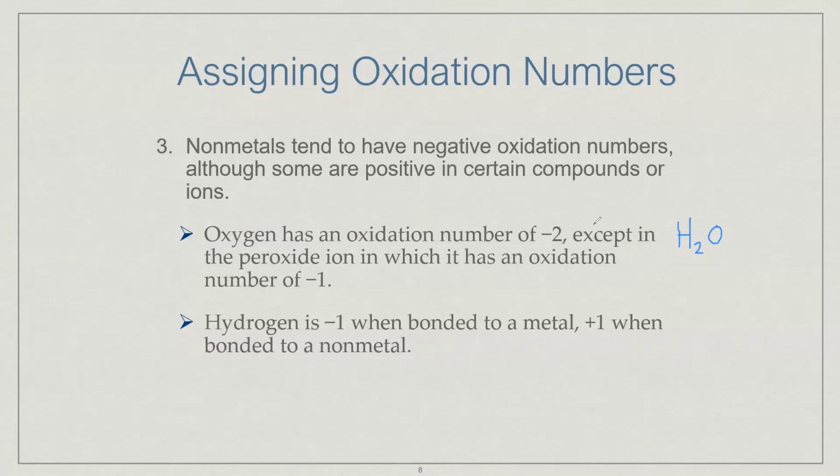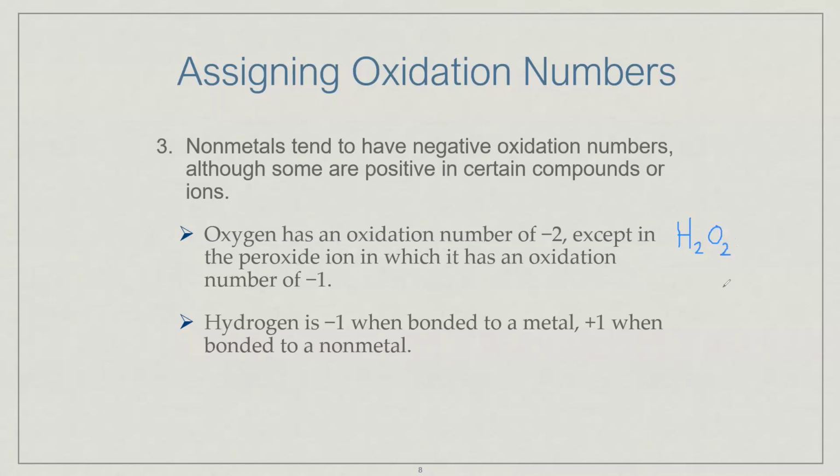And then we'll see with one of the rules coming up is the sum of these oxidation numbers has to equal whatever the charge is overall. So since this is a neutral compound, everything's got to balance out to 0. But if the hydrogens are each +1, that means the oxygen would have to be -2.